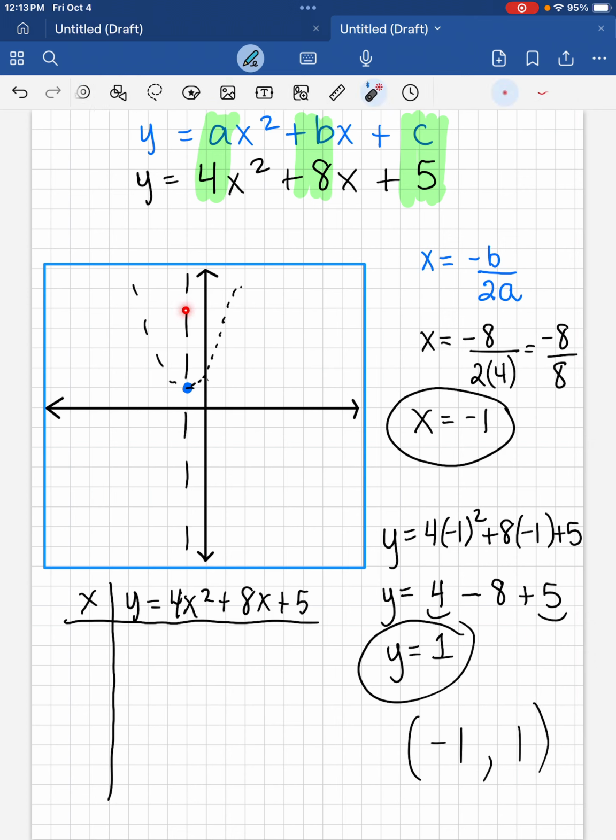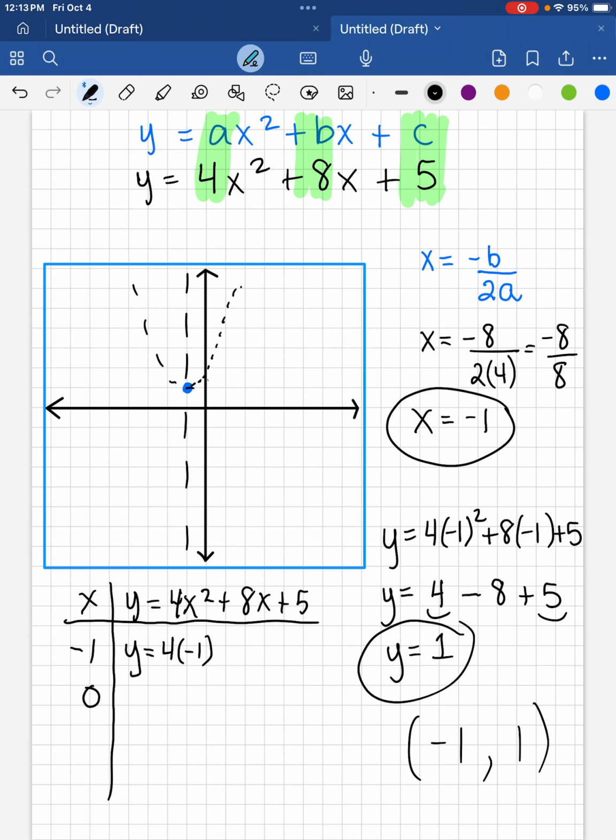But what I would want to do is, since this is a line of symmetry, I would want to take a point on either side. So if this is at x equals negative 1, I'm going to use 0 and I'm going to use negative 1 to get my other 2 points. So if I put in x is negative 1 and x is 0, let's see what these become. So what is y when x is negative 1?